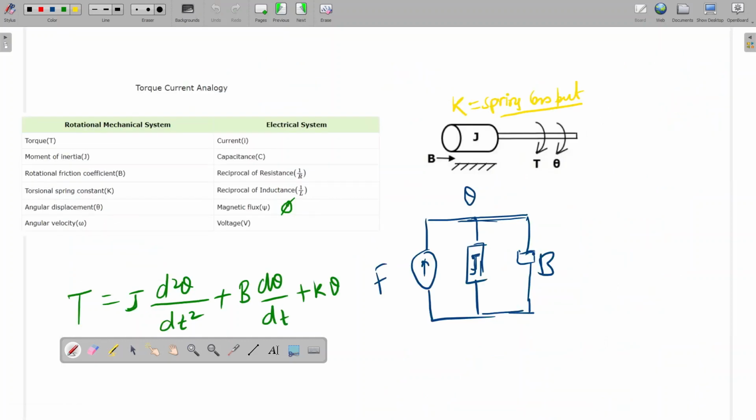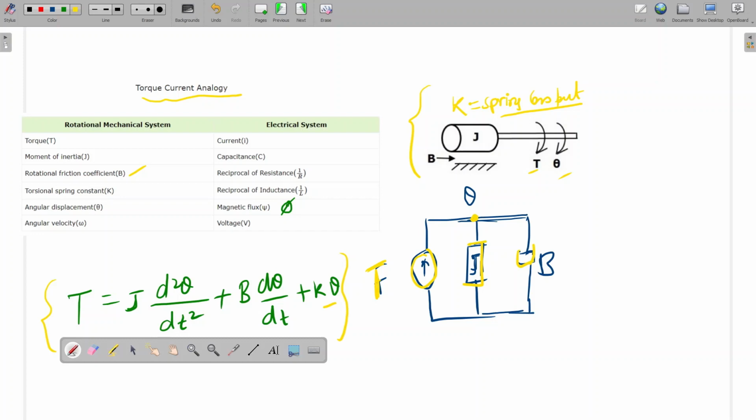This is the same thing for rotational motion. In rotational motion, the torque-current analogy is there. Let's say this is a rotating body. This B is the rotational friction coefficient, this is the torque, and theta is the angular displacement. Here force I'm writing as torque, and theta is that node. J is here and B is here. So torque will be equal to J d square theta by dt square plus B d theta by dt plus K theta. Similar to that only.